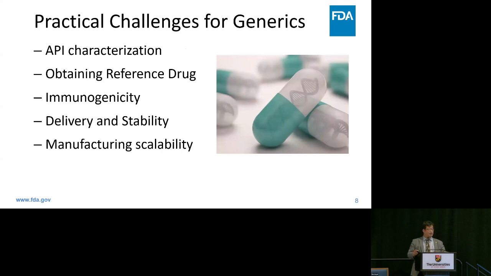There are practical challenges for generics: API characterization, obtaining reference drugs. These are expensive. Imagine a product that costs, well, we know, we don't have to imagine it, $100,000 for a set of doses that you can figure out how to match with. And if you have to repeat that a few times, that gets pretty expensive to study. The immunogenicity concerns we mentioned, delivery and stability, and manufacturing scalability. These apply to a lot of generic products, not just the oligonucleotides, which we're focusing on today.